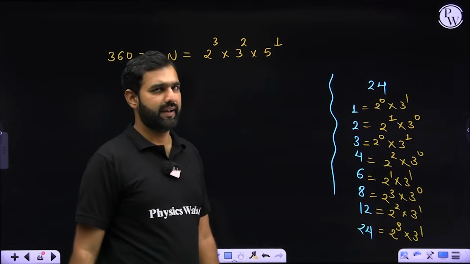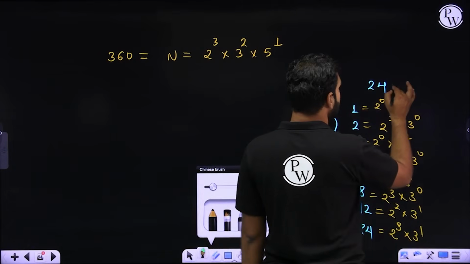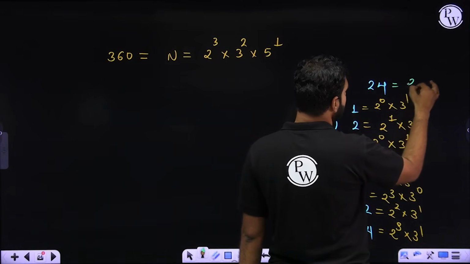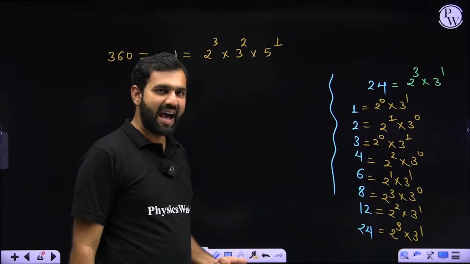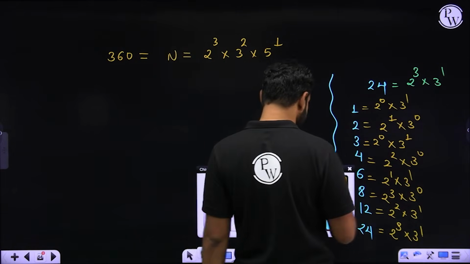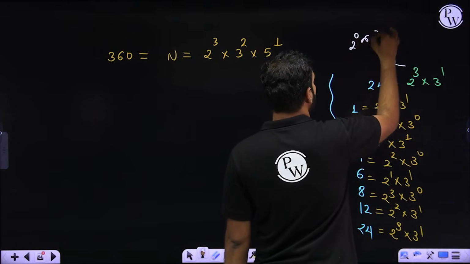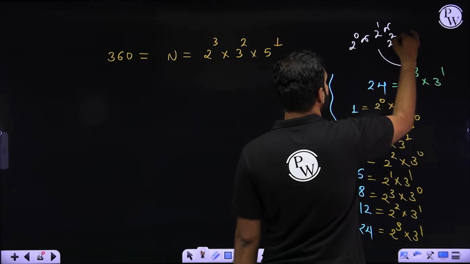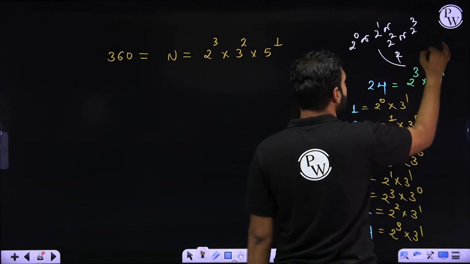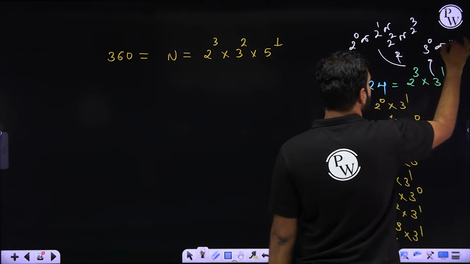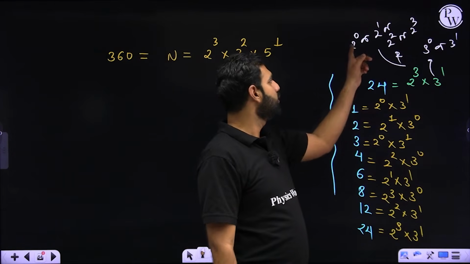Sir, why are you writing it like this? I am trying to make you understand something very simple and straightforward, that 24, if I could write it as 8 into 3, which is 2 cube into 3 to the power 1. So 2 cube had 4 choices. Which 4 choices, students? Either 2 to the power 0, or 2 to the power 1, or 2 to the power 2, or 2 cube. And what about 3? 3 had 2 choices, to be either 3 to the power 0 or 3 to the power 1.